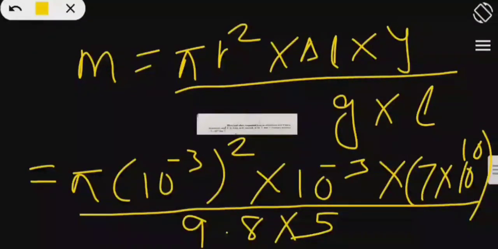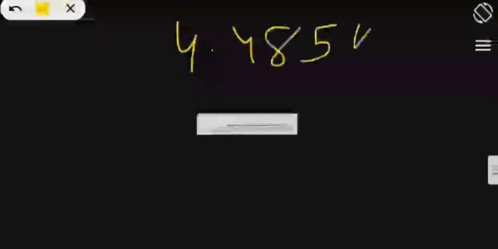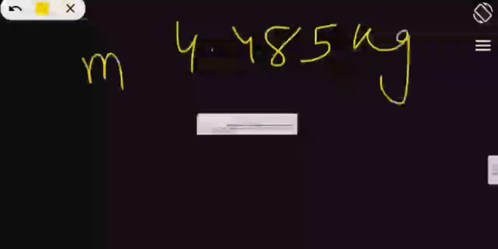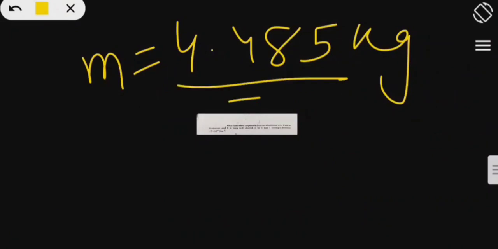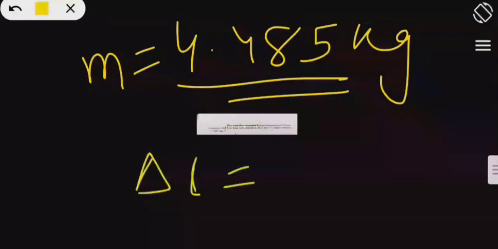Okay, right. So now you will get the answer 4.485 kg. This mass has to be attached to that aluminum wire of 2 mm diameter. Then only it will be elongated by a length delta L equal to 1 mm.